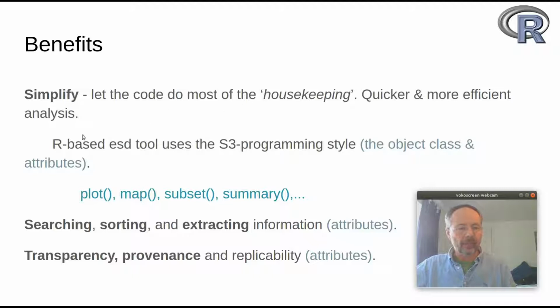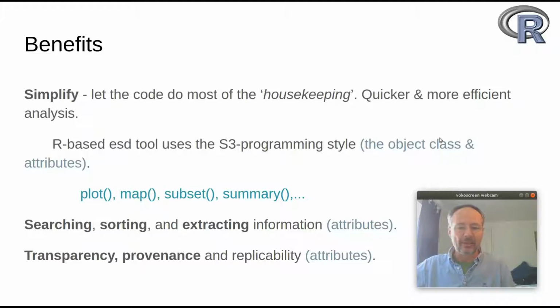So the R-based ESD tool uses something called the S3 programming style, which uses the object class to define what type it is. For instance, we used map here, and we had a field object, so we'll map the field in a different way than mapping, say, a station object. Or you can use plot or subset or summary, and you don't have to specify what type, because the S3 programming technique takes care of that.